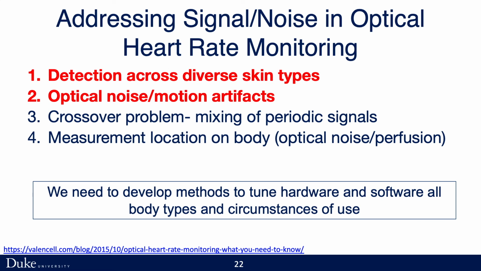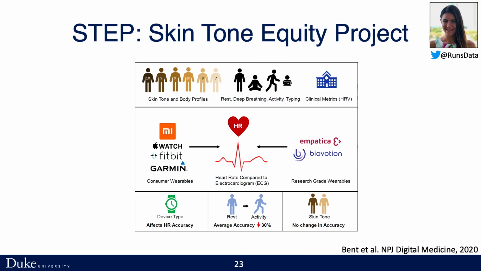And so the two things that I wanted to come back to and mention were this issue of detection across diverse skin types and looking at optical noise and motion artifacts. One of my very talented PhD students, Brene Bent, who you can find on Twitter at runsdata, worked with me on this project to look at how wearable devices, PPG sensors, capture heart rate accurately across a variety of different skin tones and a variety of different activities.